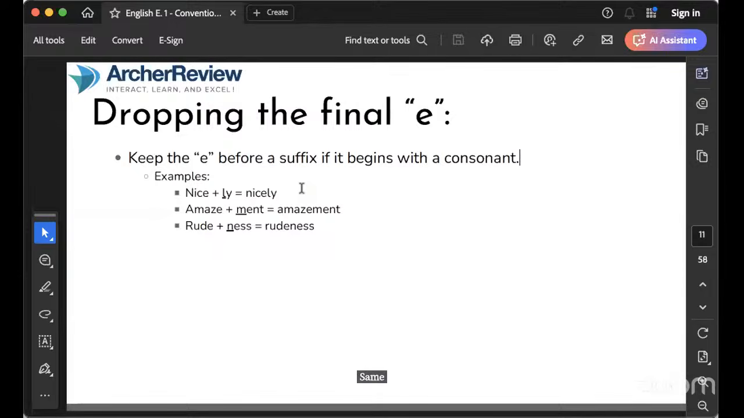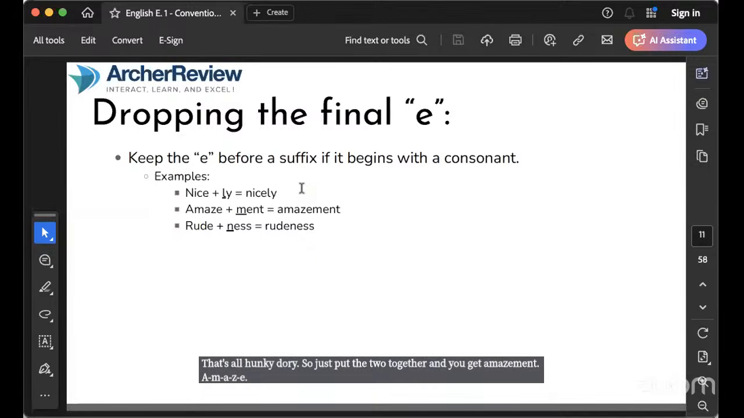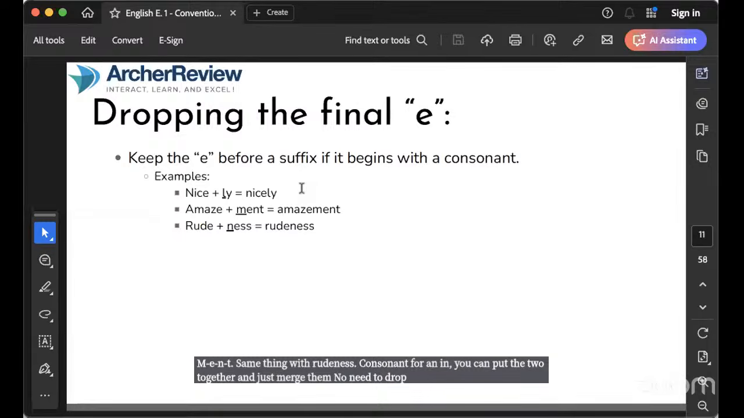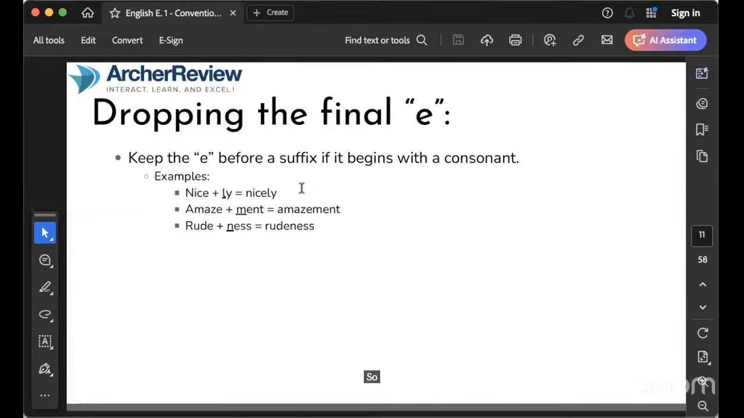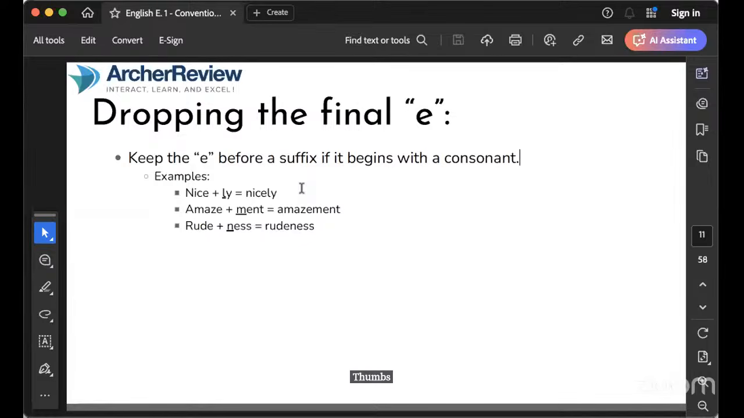Same thing with amazement. I'm adding a suffix that begins with the consonant M. So a vowel and a consonant can go side by side. That's all hunky dory. So just put the two together and you get amazement, AMAZEMENT. Same thing with rudeness. Consonant N, you can put the two together and just merge them. No need to drop the E off at all. Two vowels side by side, as I have a friend that says, we can't do that. So, if you've got a vowel and a consonant, thumbs up, put them together.